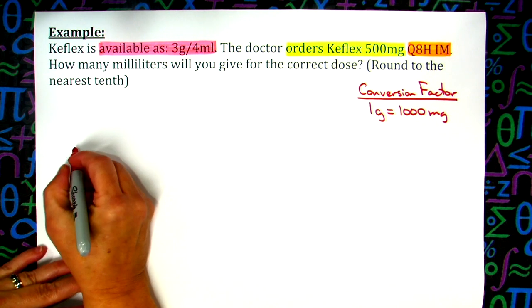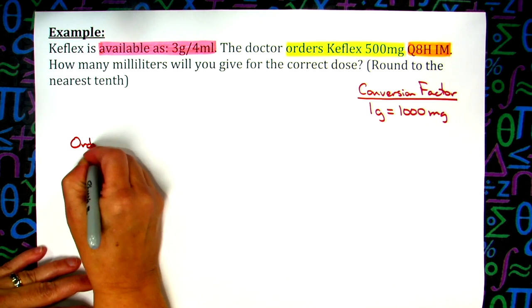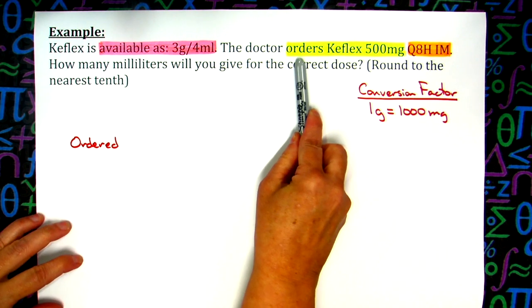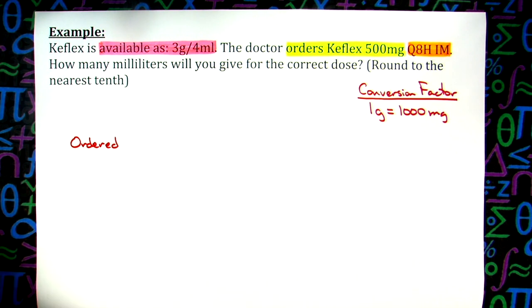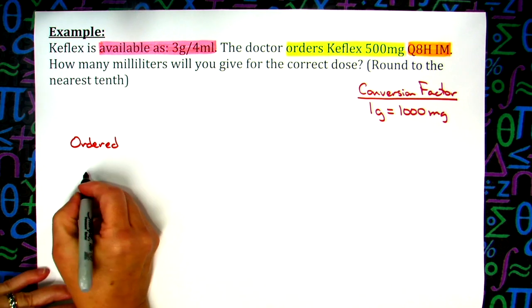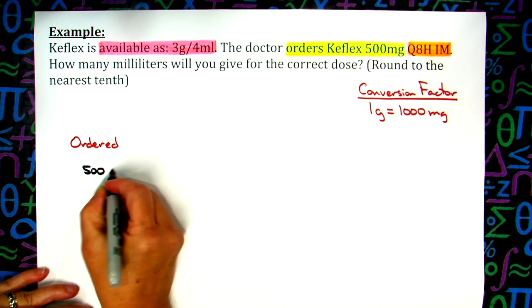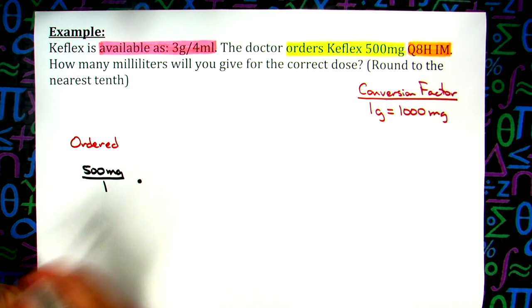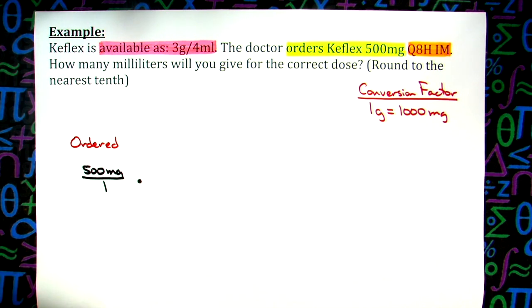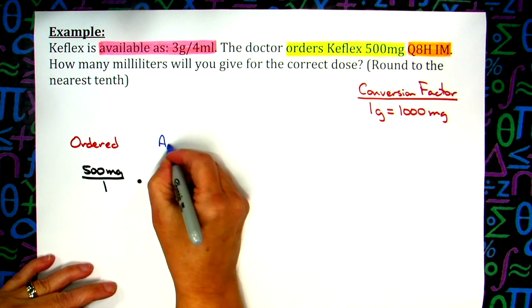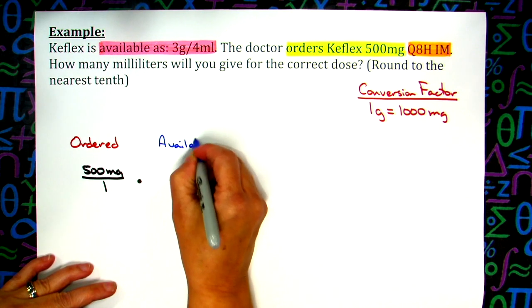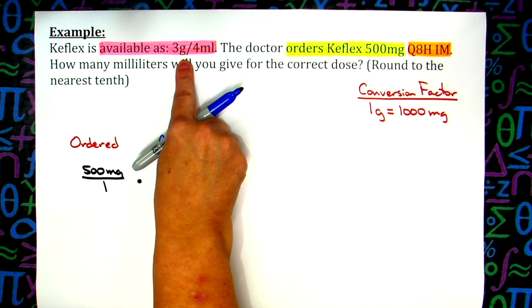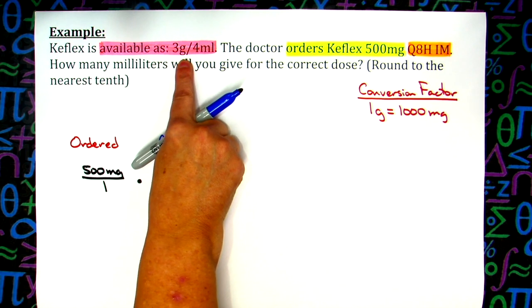So if we start the process here with what is ordered, we come back up here. All right, what was ordered was 500 milligrams. So we're going to write 500 milligrams, and then we need to turn that into a fraction. So 500 milligrams over 1. We're going to multiply that by what is available. So then I'm going to come up to the story problem, and I'm going to see what's available. Okay, the medicine is available as 3 grams per milliliter.